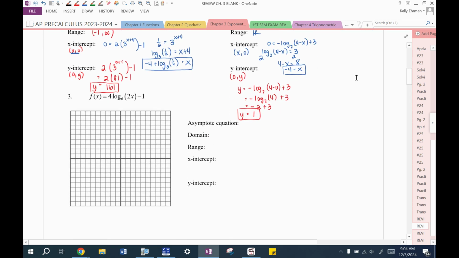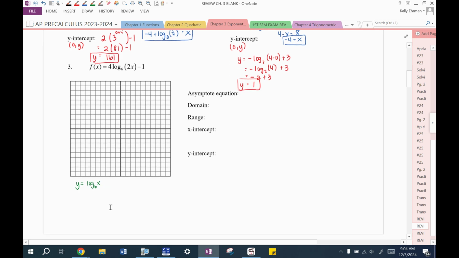Okay, last graph. So this original parent function is y equals log base 6 of x. So our two nice points are (1, 0), always, and then the base number is (6, 1). Starts out with a vertical asymptote x equals 0. This one has two dilations going on. So remember, the x values get divided by the number that's in front of x, so x divided by 2, and the y values are always multiplied by the number out in front. So let's do that math.